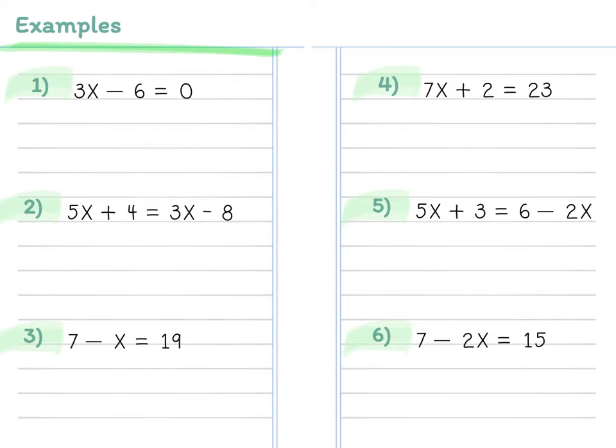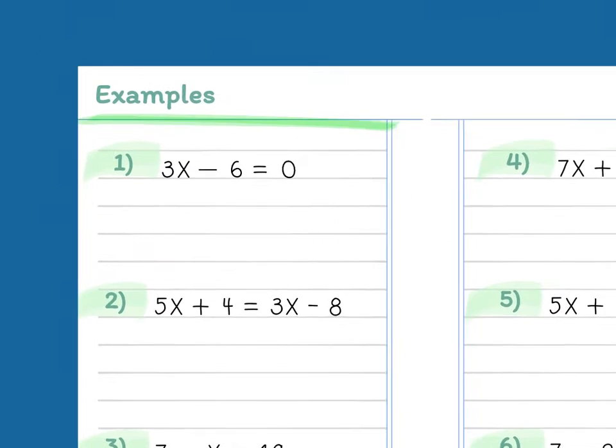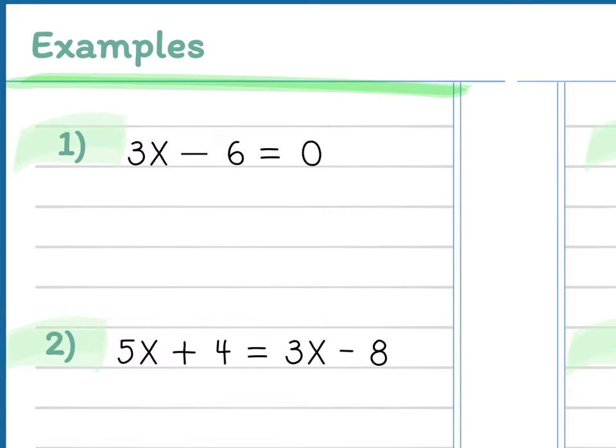That's it. Now we just do the examples, right? So we start with the easy stuff, like number 1, okay? I want to isolate the 3x first, so I do the opposite of minus 6, which is plus 6. 3x equals 6, and then I want to do the opposite of multiplication, which would be division, and I get x equals 2.